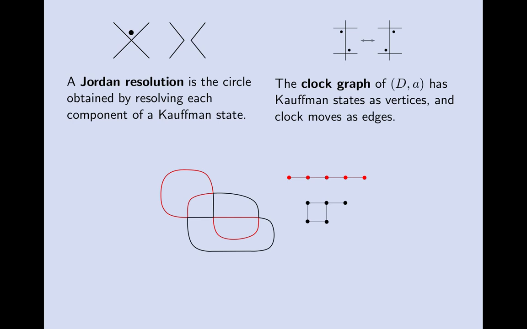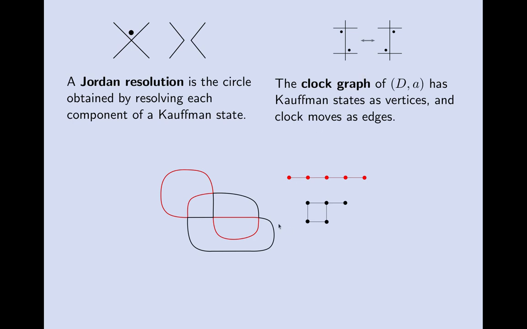This is called a clock move. And in particular, if we go from left to right, this is a clockwise clock move. So the clock graph has as vertices Kauffman states and as edges these clock moves.